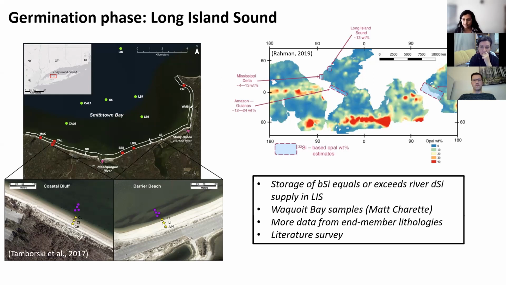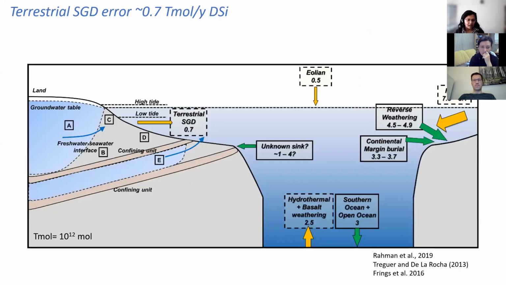So let me take you through what we found. Initially, this is one of those global mass summaries or budget summaries that I mentioned about the marine silica cycle. This is from a summary mainly from Tréguer and De La Rocha from 2013, and also Frings et al. from 2016. All of the units, the major flux units, are in teramoles per year.